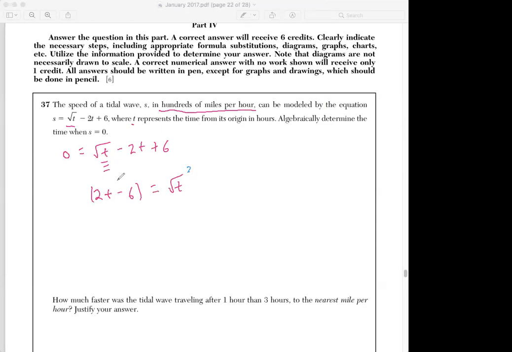We square both sides and we get, let's see, 2t times 2t is 4t squared. Negative 6 times 2t is negative 12t, and another negative 12t is minus 24t. Negative 6 times negative 6 is positive 36 equals t. We'll subtract t, because now we have a quadratic, and we set it equal to 0, minus t.